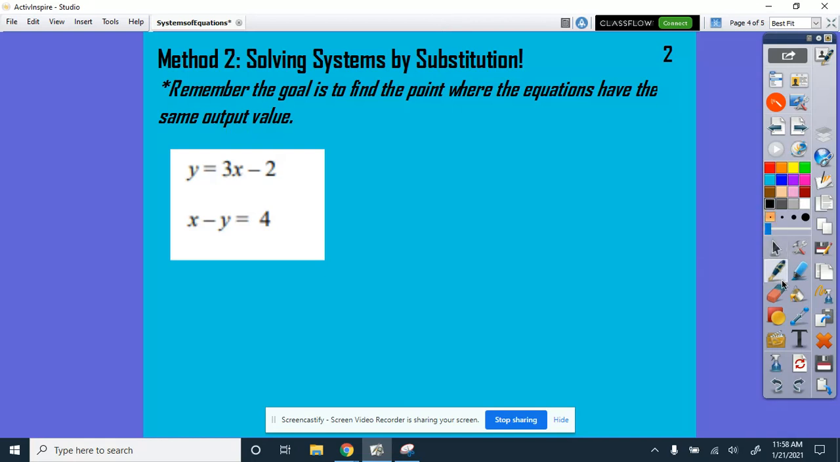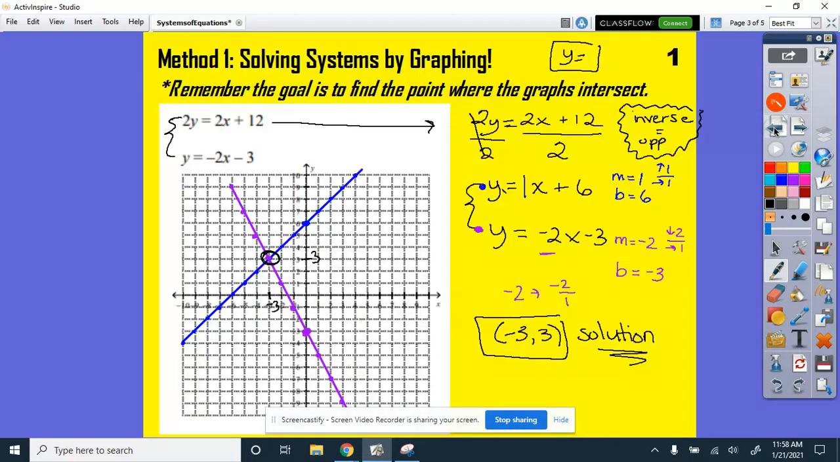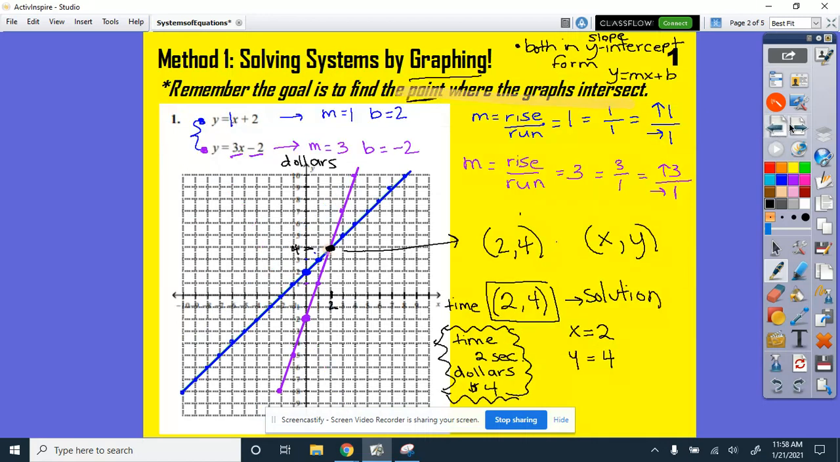I'm going to write down this system that we have here so you all can see it. We have y equals 3x minus 2, and we have x minus y equals 4. So first thing I want you to think about is how are these two equations different from the equations where we graphed everything? These were the equations from the other day.